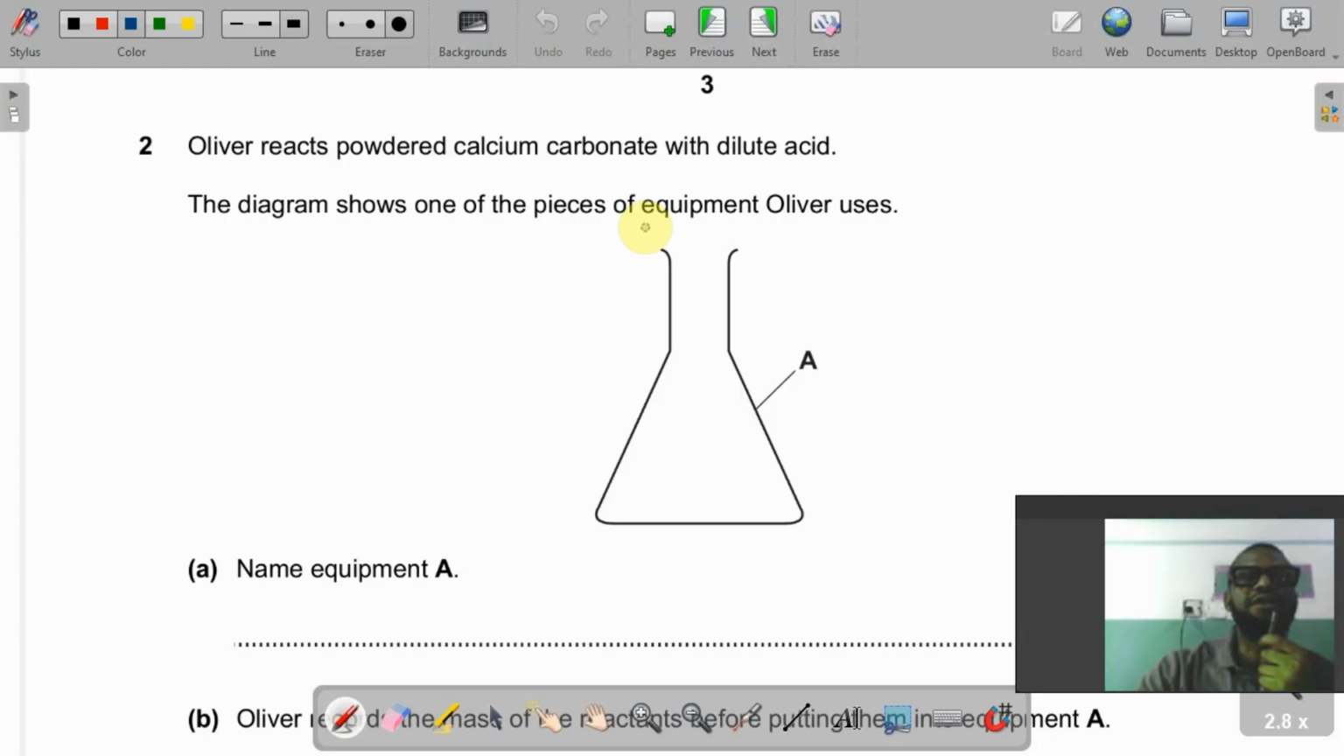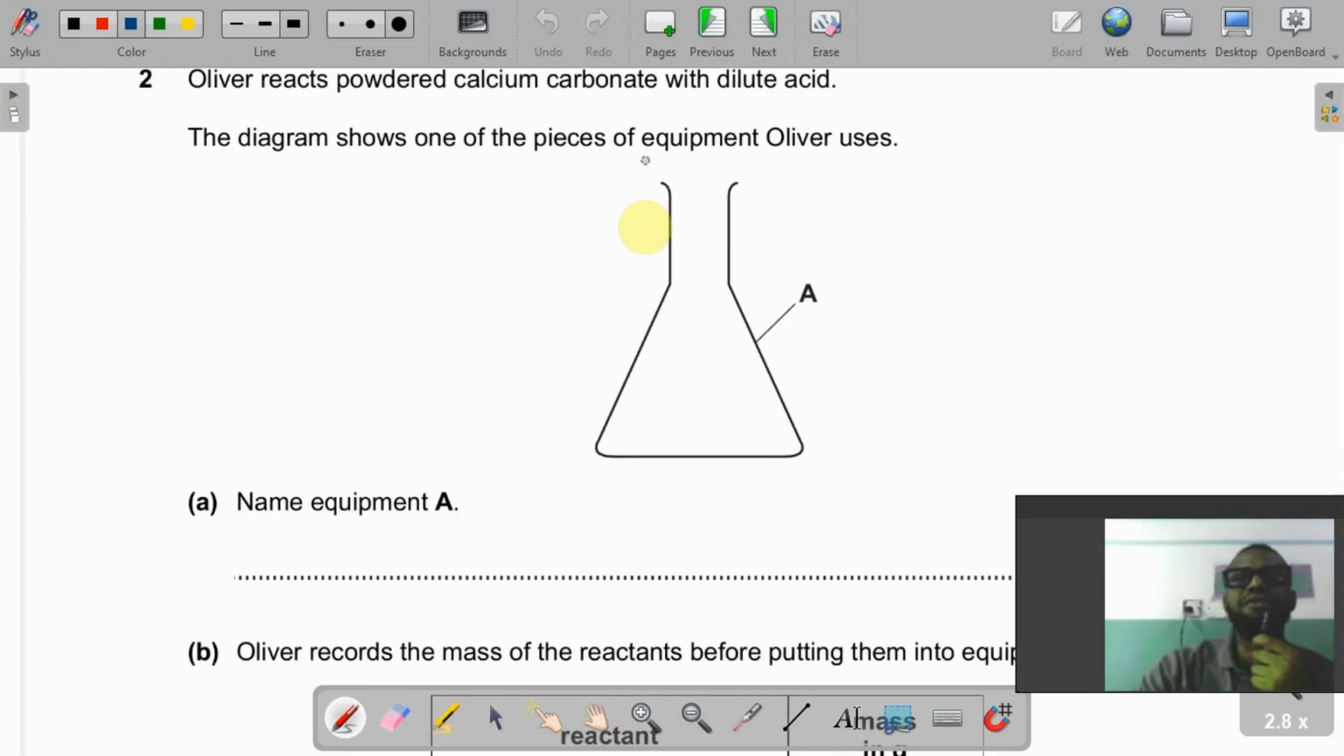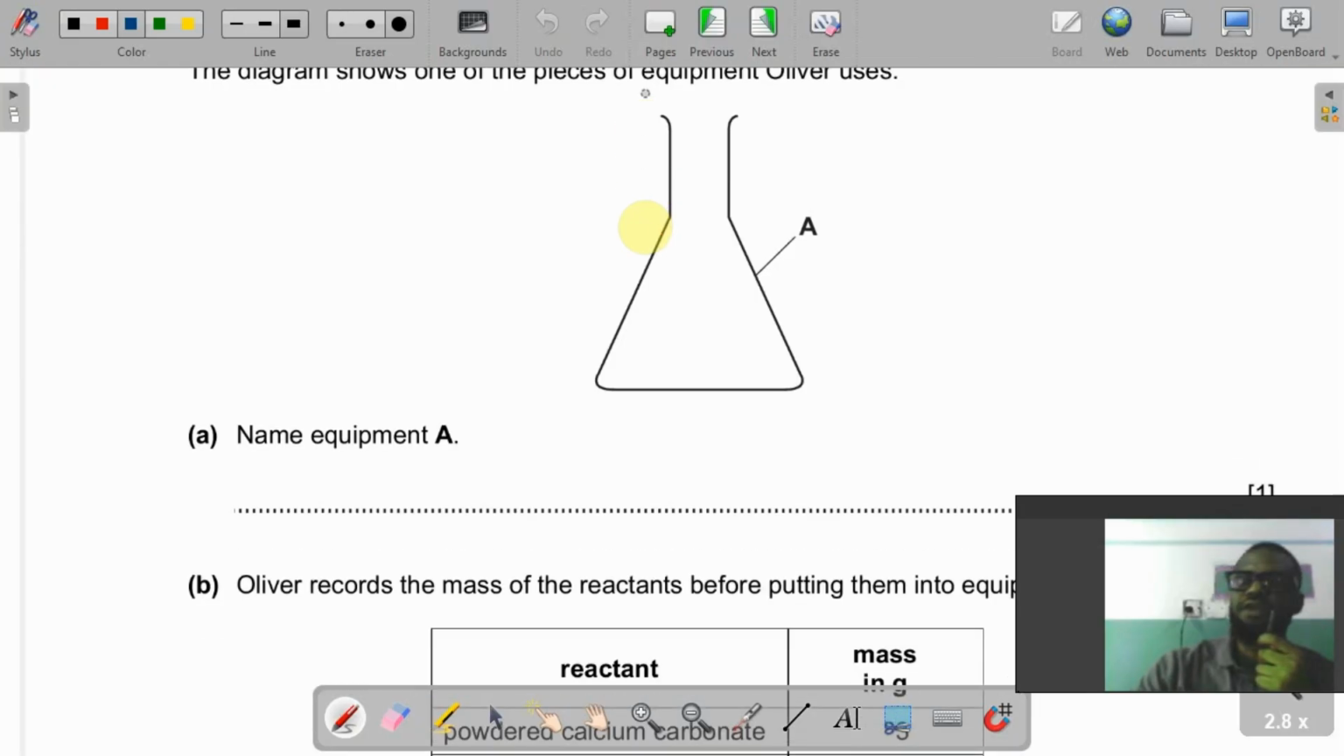Oliver reacts powdered calcium carbonate with dilute acid. The diagram shows one of the pieces of equipment Oliver uses. This equipment is called a conical flask.